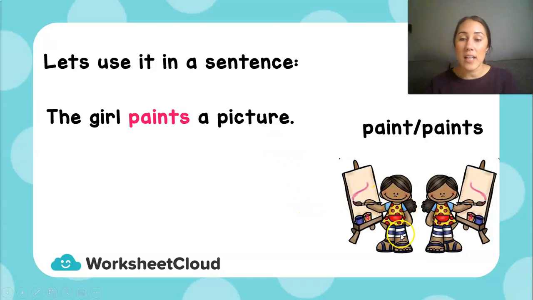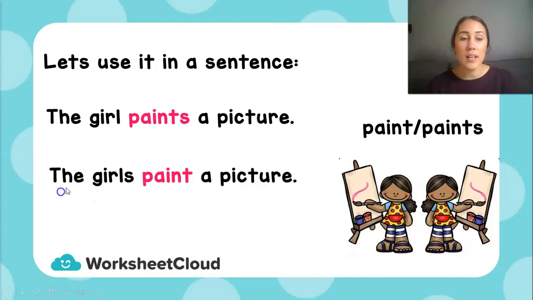But now I add another girl. Now how many girls are there? There are 2 girls busy painting. So we say the girls paint a picture. If there's only one, we say paints with the S on the end. And if there is more than one, the girls, we say paint a picture.